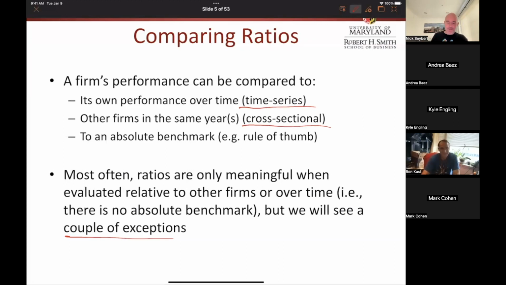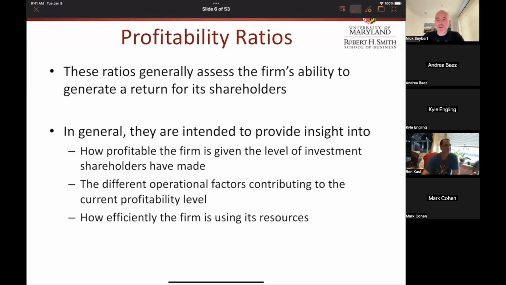Okay. All right. So we're going to start out with profitability ratios. And unsurprisingly, these assess the firm's ability to generate a return for shareholders. So the shareholders put the investment in. They want to know that the company is doing good stewardship, is strategic, and is making wise investment choices. So they want to look at how profitable the firm is given the investment that we've put into it. Are they doing well or not? What factors contribute to that profitability?